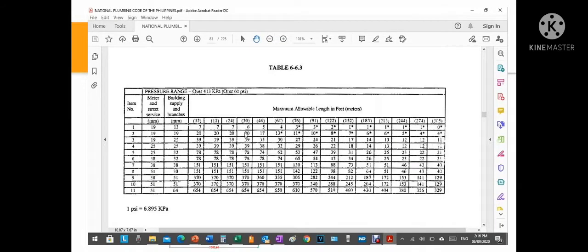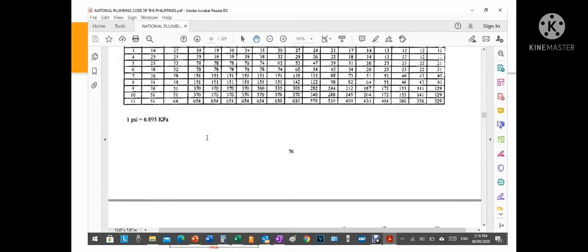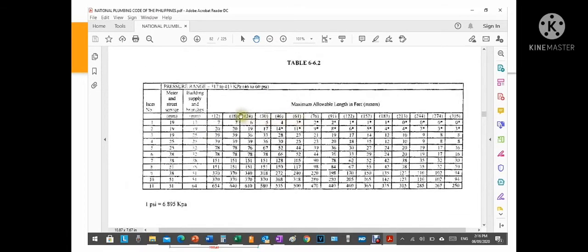So, for example, if you fall into this table, this first row here, 12, 18, 24, 30, this is the maximum allowable length in feet or in meters. So, you choose the next higher value for your length. Like, for example, if the length of your pipe is 59, 59 will fall between 46 to 61, correct? So, you choose equal or greater than 59, which is 61. Under this column, we have these fixture units here.